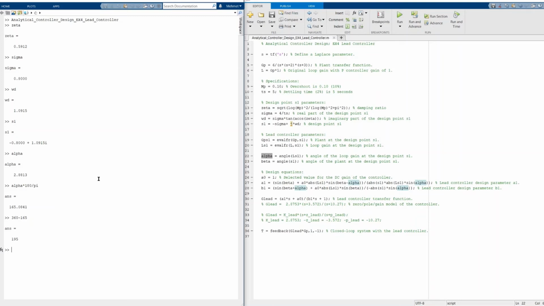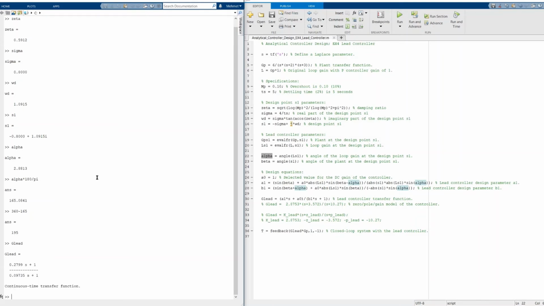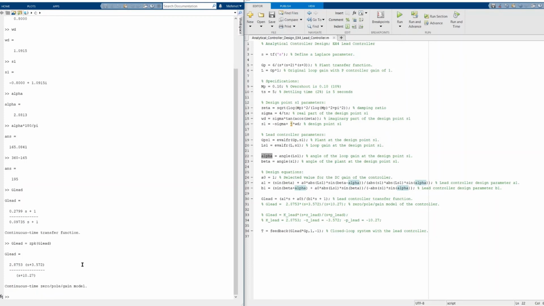Okay, that's all fine. Let's also look at the G lead, which is the controller, and I will do that in this form. And you can of course use also the zero pole gain model, which will actually give you this expression. So let me do that. So G lead will be G lead, and then you can see that it's indeed actually what we have, 10.3 approximately for the pole. We have the 0, and we have also the lead gain.